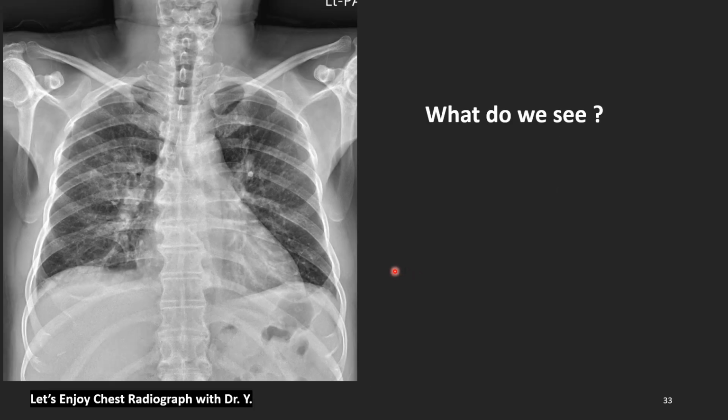And what do we see now? What kind of image? Yes, erect frontal view. And what is the diagnosis? Airspace consolidation of pneumonia in the right upper lobe, bilateral pleural effusion, obliteration of the paraspinal line. Do you concur with me?